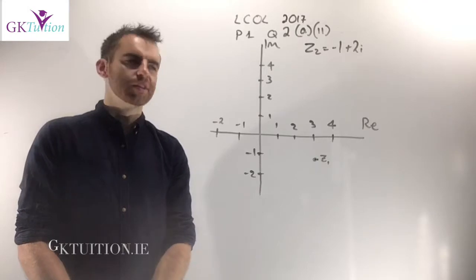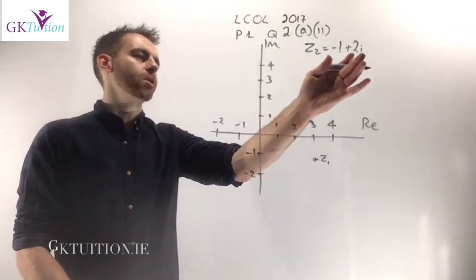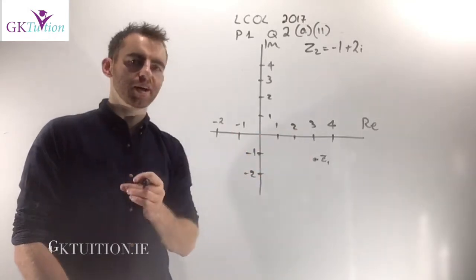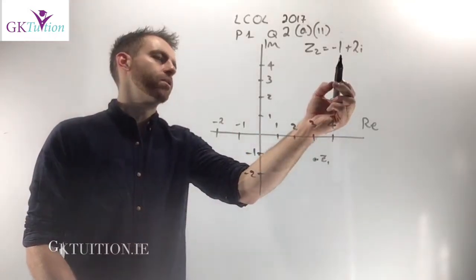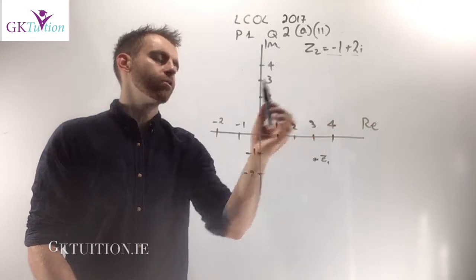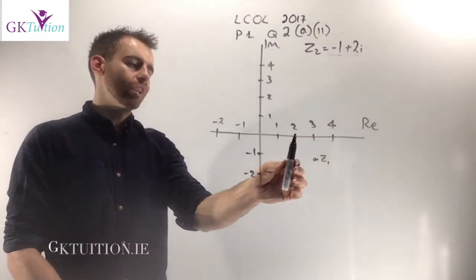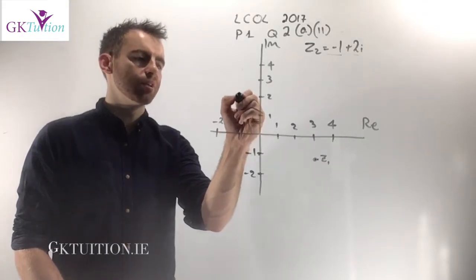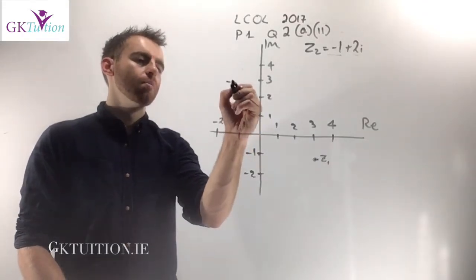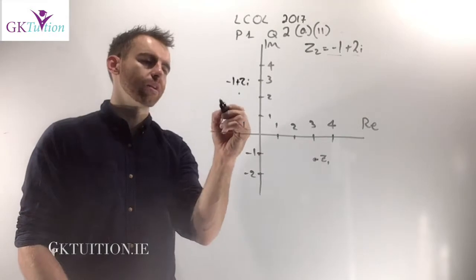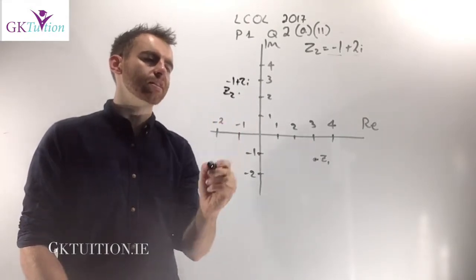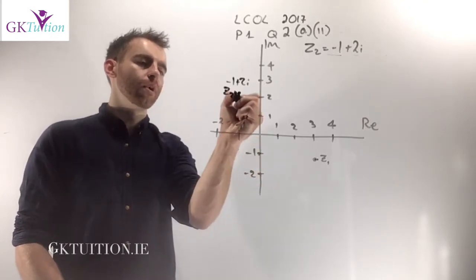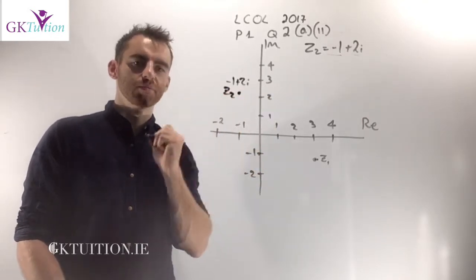In part 2 of this question, we're told that Z2 is minus 1 plus 2i. We're asked to plot Z2 on the Argand grid. Well, you should realise that means the real number is minus 1 and the imaginary is 2i. So if we go along the real axis, we go to minus 1 and then we go up to 2. This is where the complex number minus 1 plus 2i is located. So you would label this as Z2 and you get the marks for plotting it there. Directly up from minus 1 and directly across from 2.